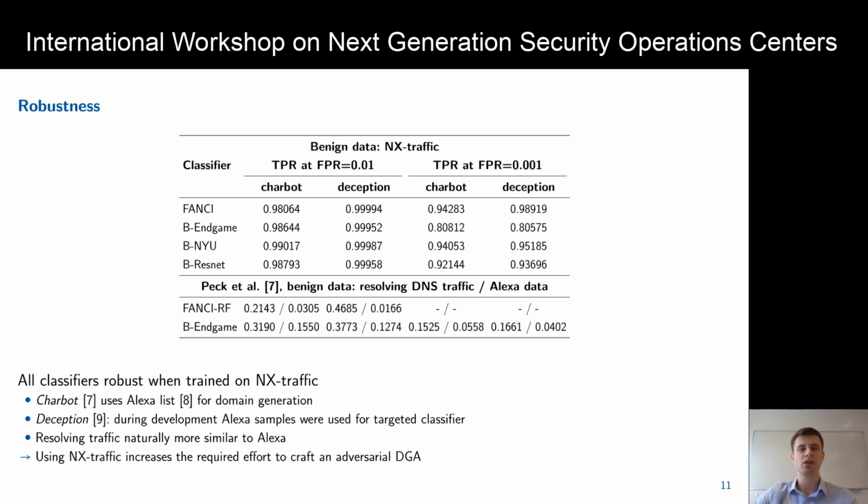Classifiers which are trained on resolving DNS traffic are also easier to fool compared to the classifiers which use NX traffic for training, because the domain names of the resolving DNS traffic are naturally more similar to the Alexa top domain names. While training on NXDs does not enhance robustness against adversarial attacks in general, it increases the effort required to generate adversarial domains, as an attacker has to be in possession of an appropriate NX traffic from a sufficiently large network in order to craft such a DGA.